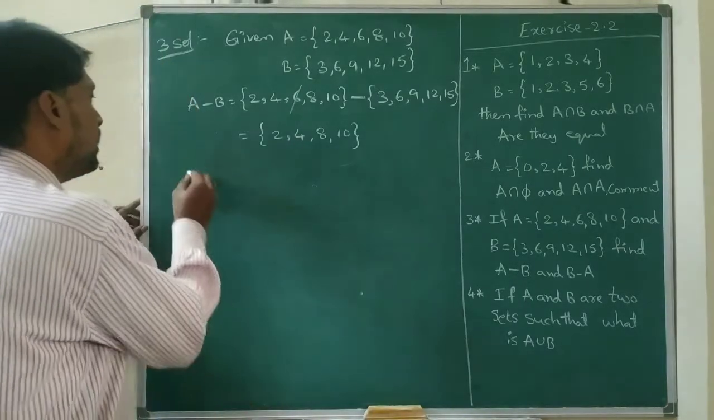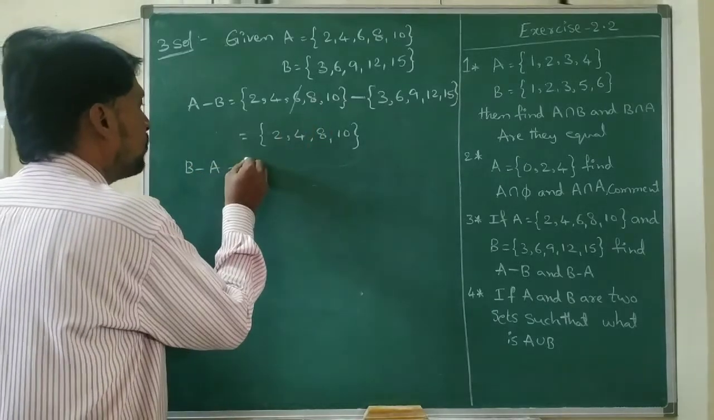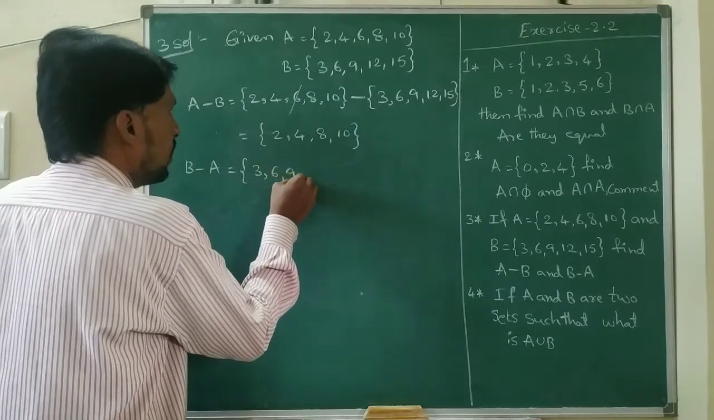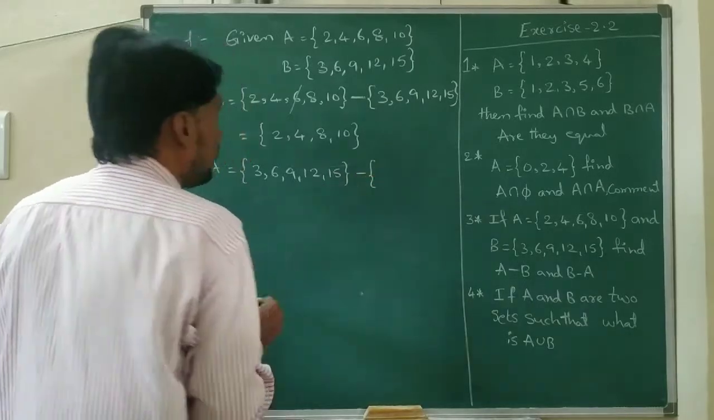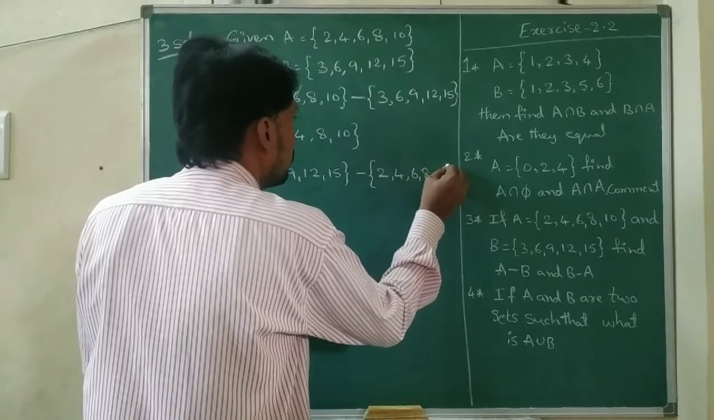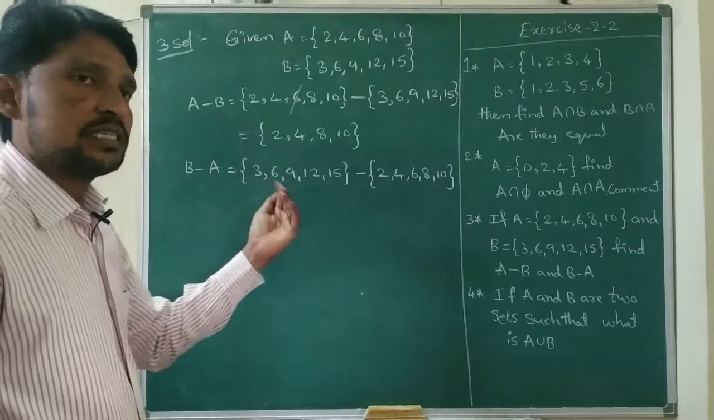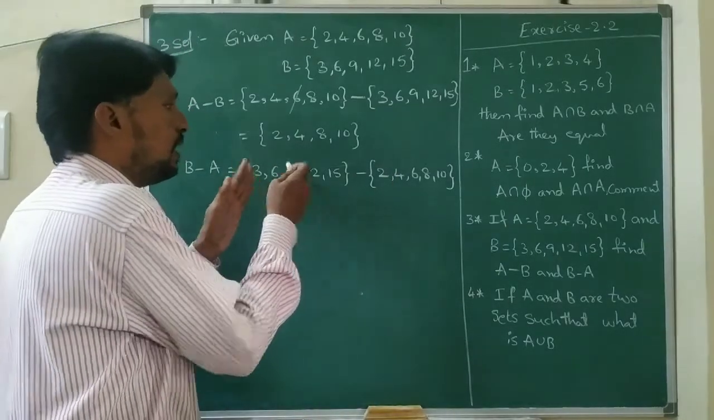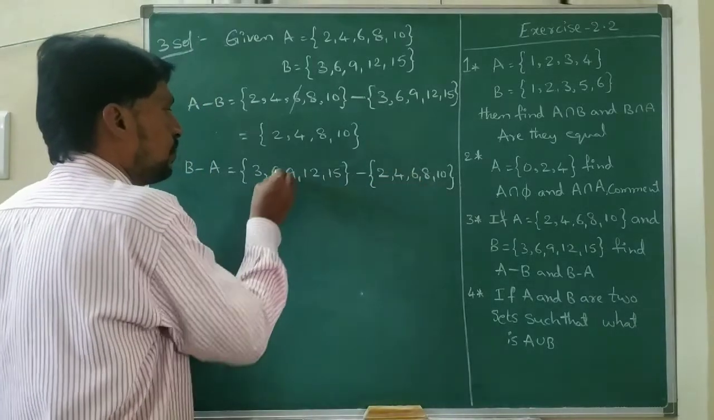Next we need to find B minus A. So B minus A equal, first we should write set B. So B equal 3, 6, 9, 12, 15 minus A. A value is 2, 4, 6, 8, 10. So this is B minus A. B we need to write first, then the A elements. So in the sets B and A, what are the common elements? Only 6 is the common element.